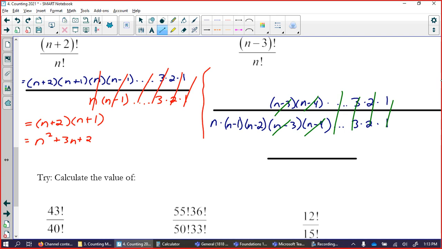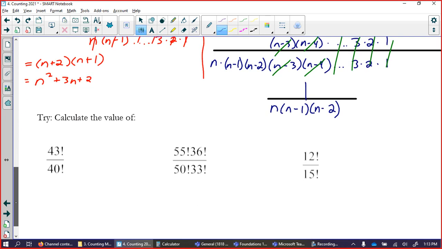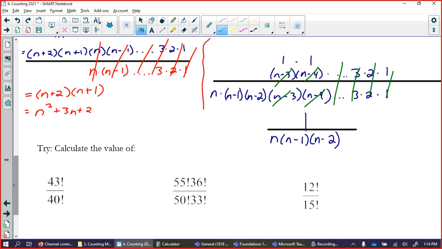We're left with something on the bottom. What is left on the top? Well, this divided by this is 1. This divided by this is 1. So we have a whole bunch of 1s. 1 times 1 times 1 times 1 is 1. And if we have a larger number in the denominator, it's going to be 1 over these sorts of things.